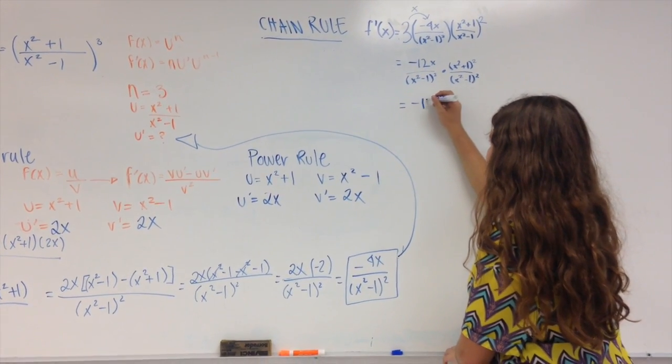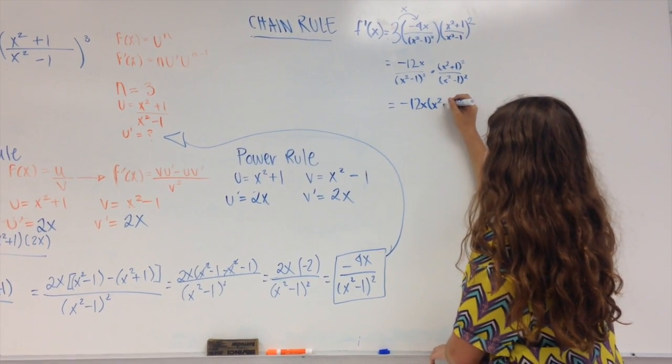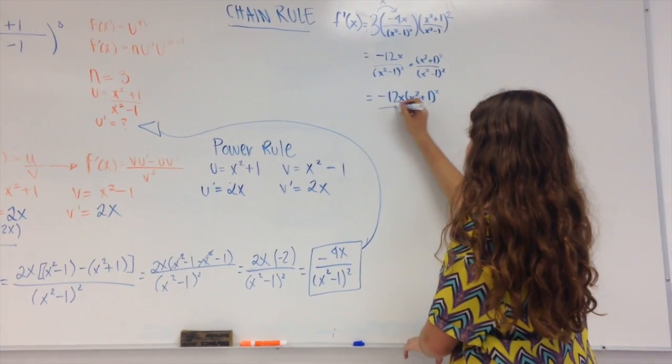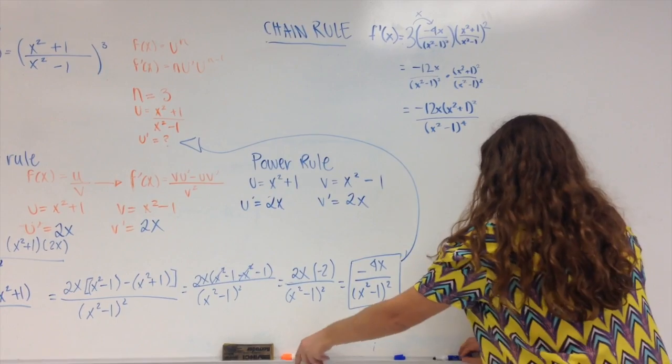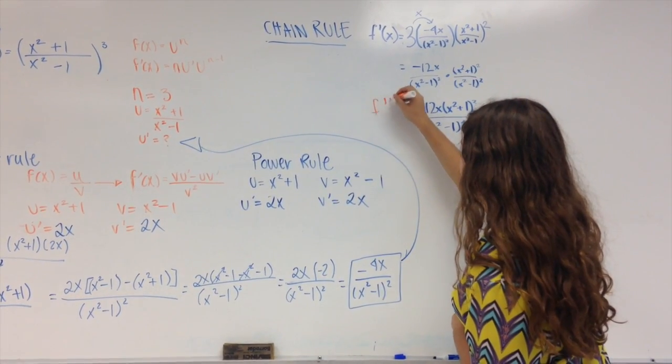Now we combine the terms by multiplying them, which results in negative 12x times (x squared plus 1) elevated to the second power, all over (x squared minus 1) elevated to the fourth power. This is our final answer.